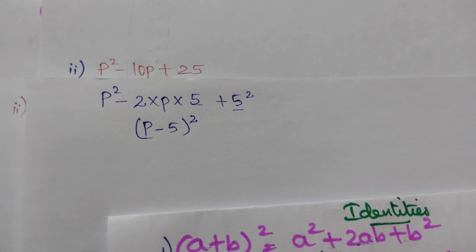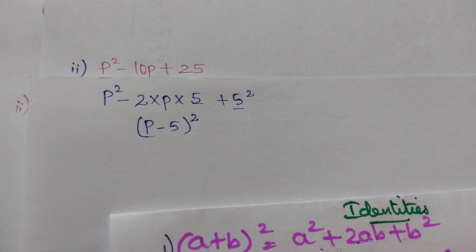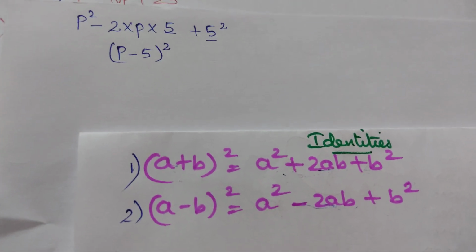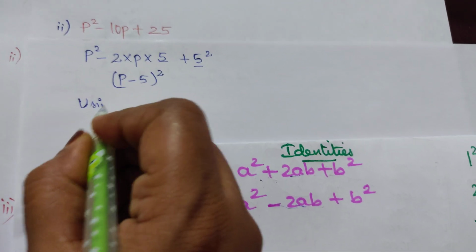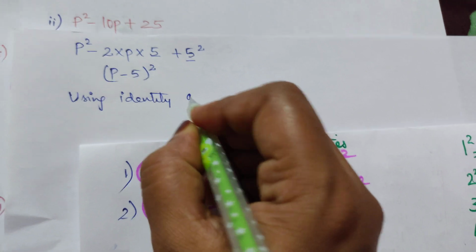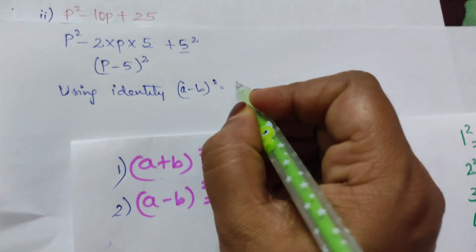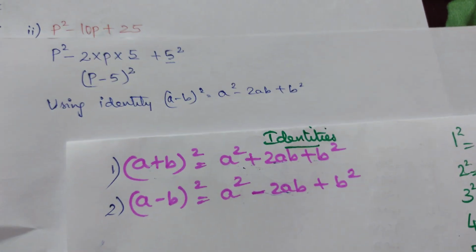So p square minus 2 into p into 5 plus 5 square, which is (p minus 5) the whole square. Which identity have we used? We have used the second identity. If you want, you can write here: using the identity (a minus b) the whole square is equal to a square minus 2ab plus b square.